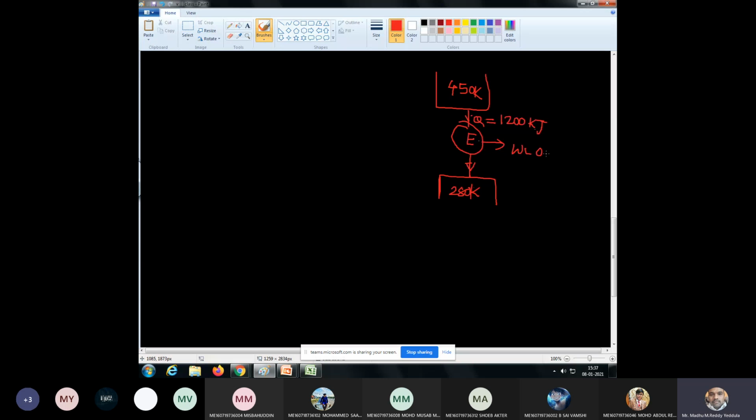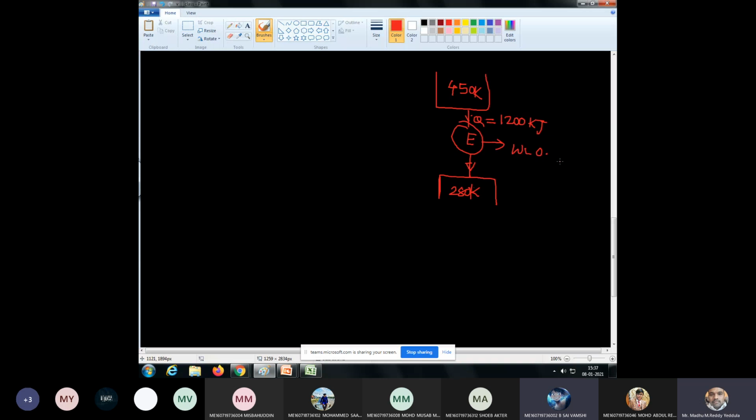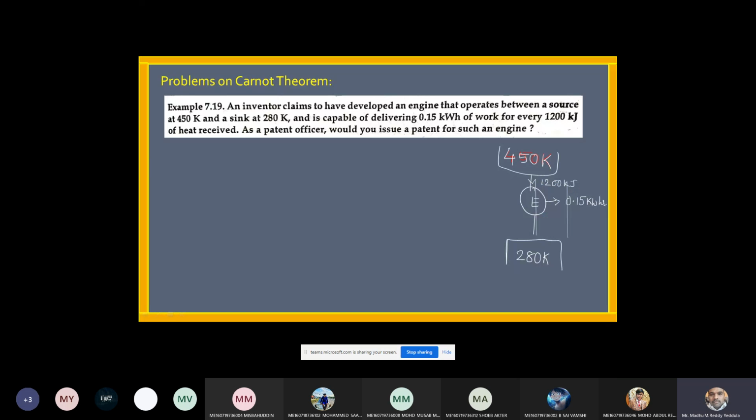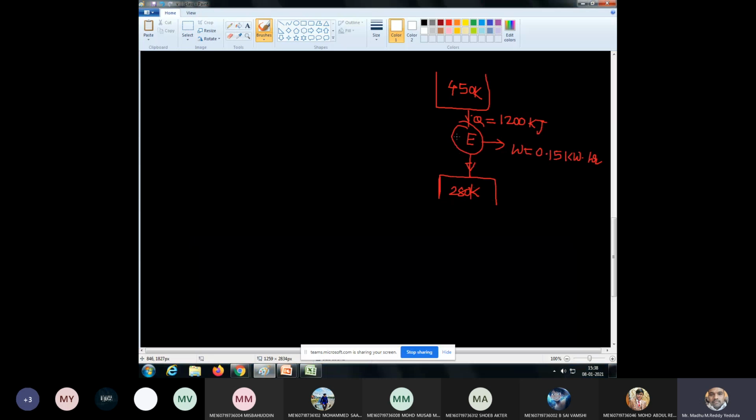W is equal to how much? 0.15 kilowatt hour, right? So what he is asking is this: as a patent officer, would you issue a patent for such an engine? This engine should satisfy the Carnot principle. In order for any engine to exist, it should obey the Carnot principle, right?